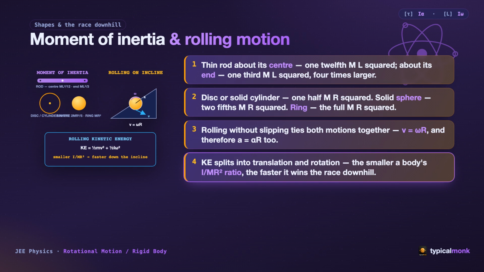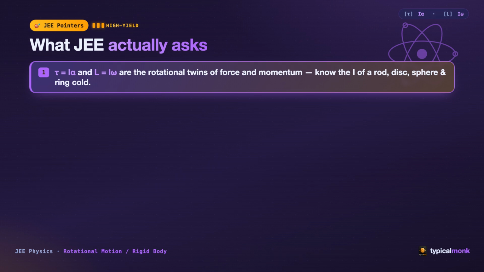John once bet on the ring in a lap race, and the sphere had already reached the bottom before he finished placing his bet. Now sit up straight.